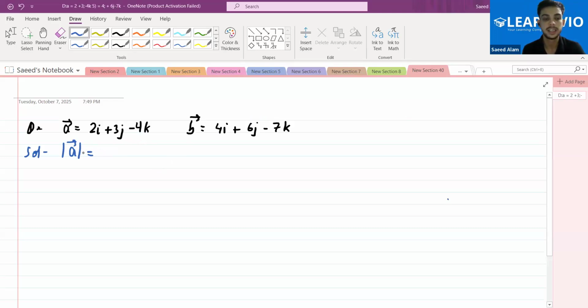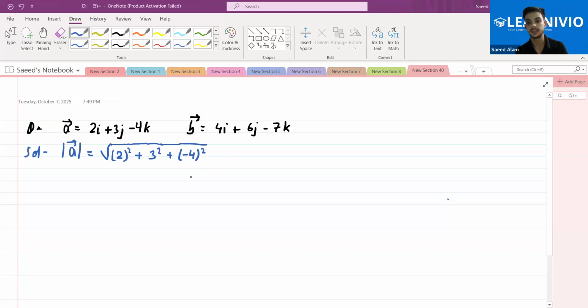See, whenever we need to find out the magnitude of any vector which is represented in this form, you need to use the square root of the sum of the squares of all the terms written over here. That is 2 square plus 3 square plus (minus 4) square. Okay, is this clear to you? Yes, Athiya, is this clear to you? Yes, sir. Okay, so this is how we find the magnitude of A.